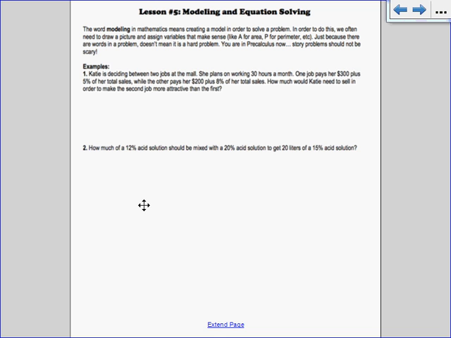All right, so sometimes there's extra information in the problem. Sometimes you might do something like this one that says she's working 30 hours a month, but it doesn't give an hourly rate or anything like that. So we don't actually need to use the fact that she's working 30 hours a month. What we do need to decide is what to make our variable. So what should we make X?